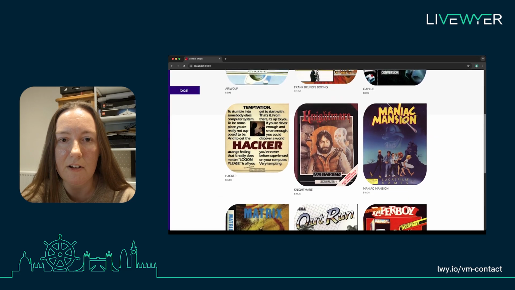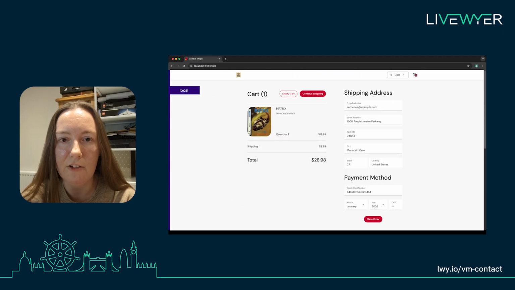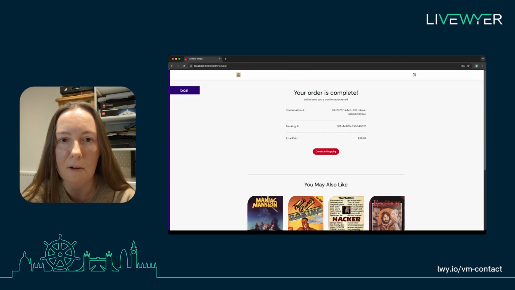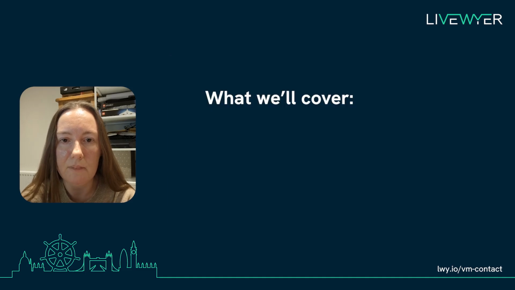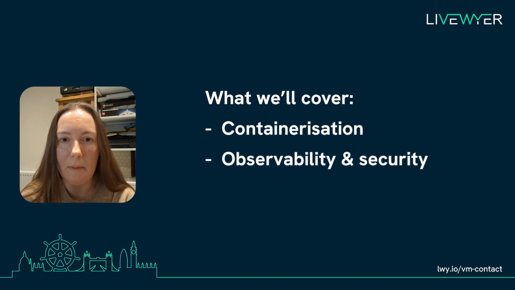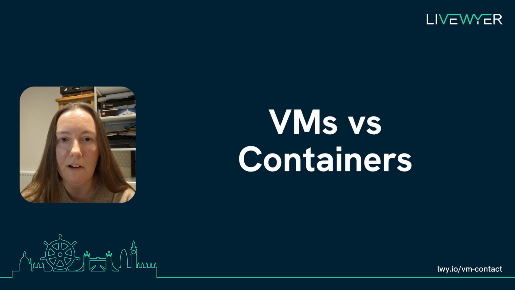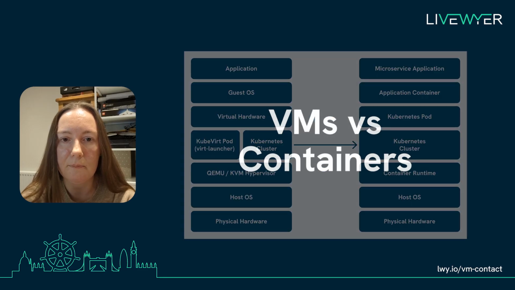Our demo environment uses KubeVirt to manage VMs on Kubernetes, but the containerization and migration patterns we'll show apply regardless of your starting point. We'll cover three main areas. First of all, how to containerize services properly. Secondly, how to implement cloud-native observability and security. And thirdly, how to execute migrations with proper risk management. First, let's establish what changes when workloads move from VMs to containers.